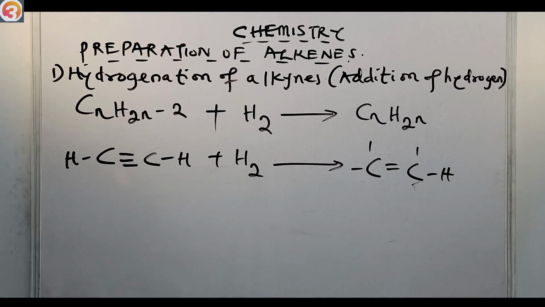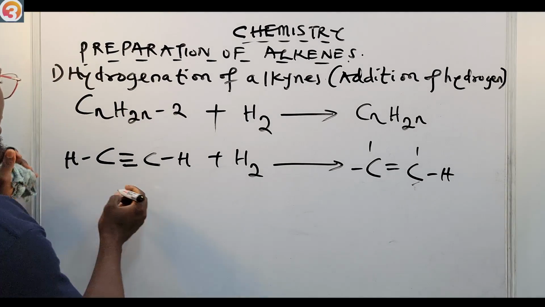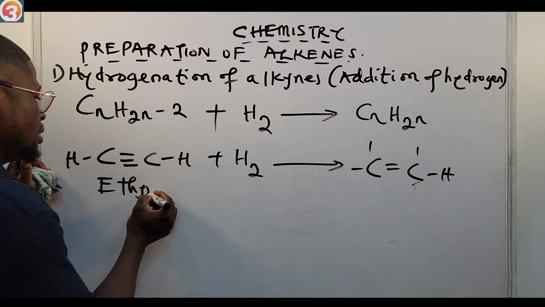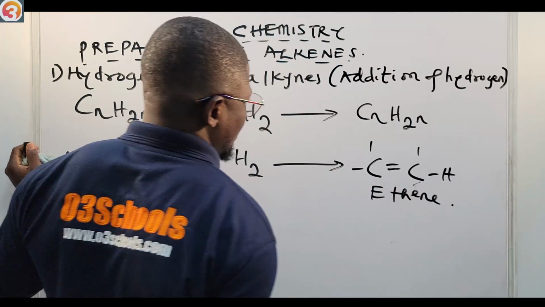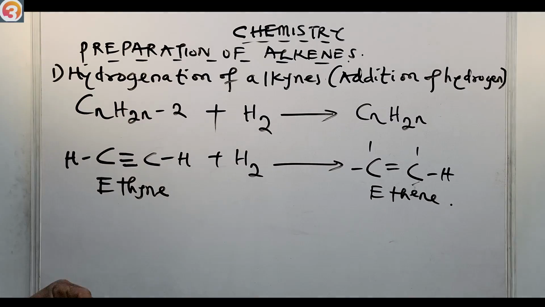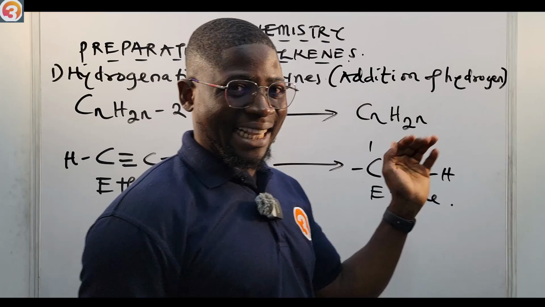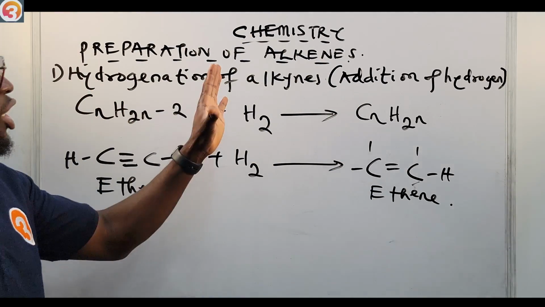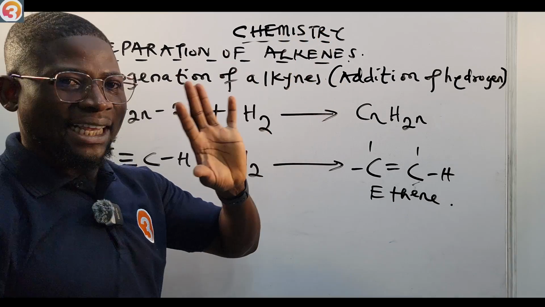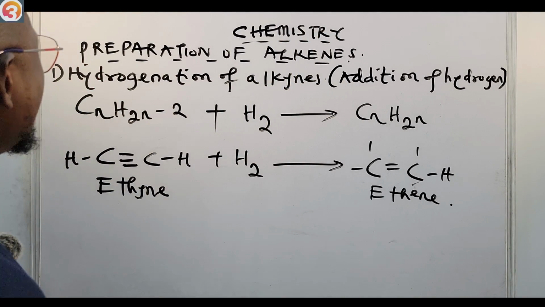So that is what happens once you hydrogenate a triple bond: I'm going to have a double bond. This is ethyne, take note, ethyne on its own, and this one is ethene. So this is how we hydrogenate alkynes. That's one of the reactions for the preparation of alkenes. If you want to prepare an alkene, you hydrogenate alkynes. So let us see another example.